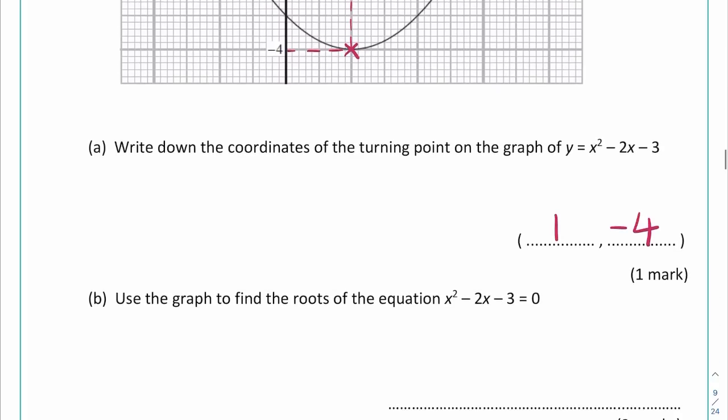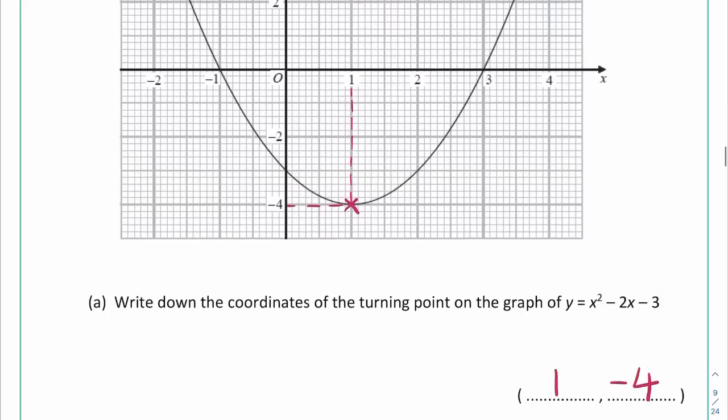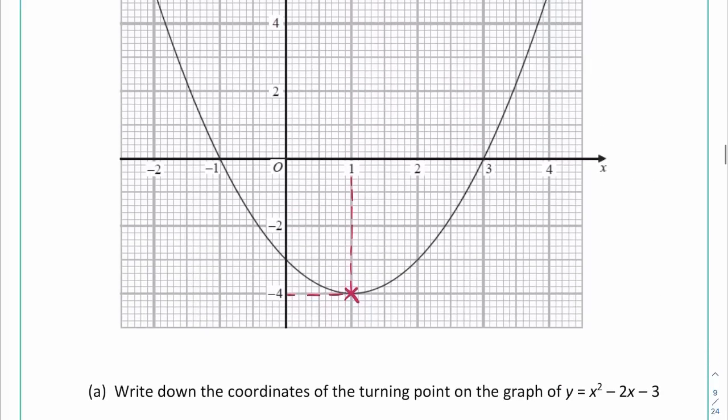For part B, it says use the graph to find the roots of the equation where it equals 0. And where the graph equals 0 is just ground level. It's where the x coordinate meets the x-axis. So where y equals 0, we're looking for the x coordinate where the graph meets the axes.